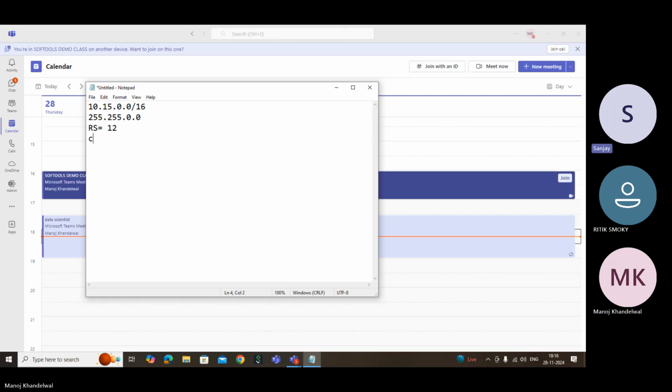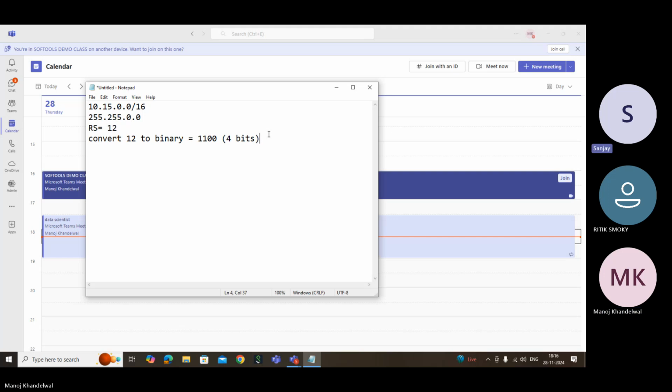Convert 12 to binary. It is equal to 1100, which means 4 bits. Now we have done this conversion just to know the number of bits that we will borrow from the host side.